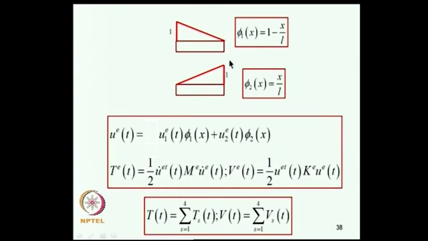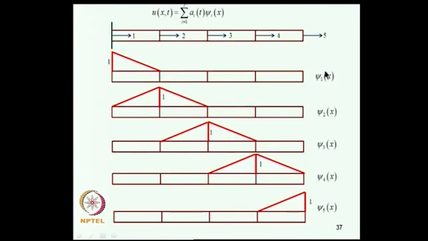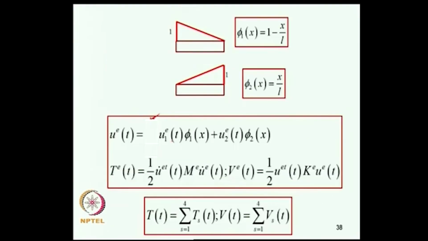Suppose I take the element E, the way I am interpolating UE of t is through these 5 functions. It is in terms of the element nodal coordinates and the element level trial functions. So, this is the kinetic energy for the element and this is the potential energy for the element. The superscript E here refers to the element E.